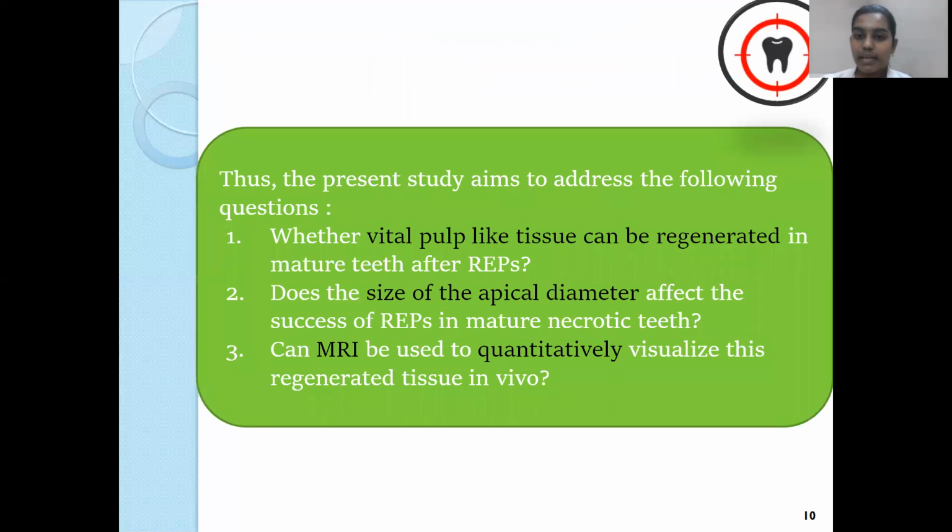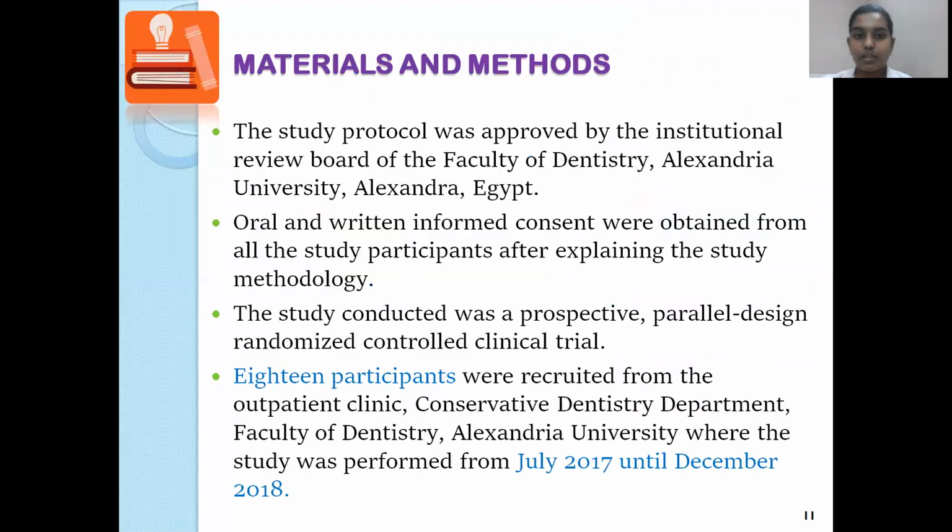Thus, the present study aims to address the following questions: whether vital pulp-like tissue can be regenerated in matured teeth after regenerative procedure. Next, does the size of the apical diameter affect the success of regenerative procedures in mature necrotic teeth? And the last, can MRI be used to quantitatively visualize this regenerated tissue in vivo?